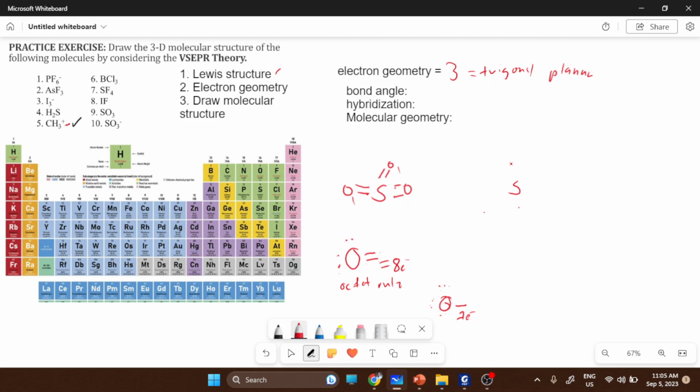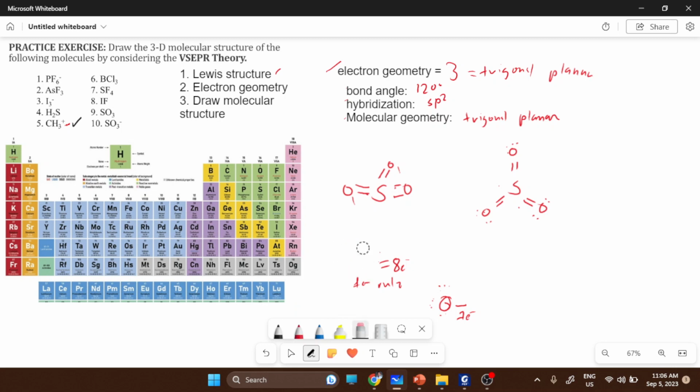Drawing the molecular structure of this one. Ayan. Let's draw the Lewis dot. So, bond angle is 120. Hybridization is sp2. Molecular geometry is trigonal planar pa rin. Remember, when drawing a molecule, identify the electron geometry, and then i-draw ninyo bond angle, hybridization, molecular geometry. If and only if papa-identify sa inyo yan, ha? So, ayun.